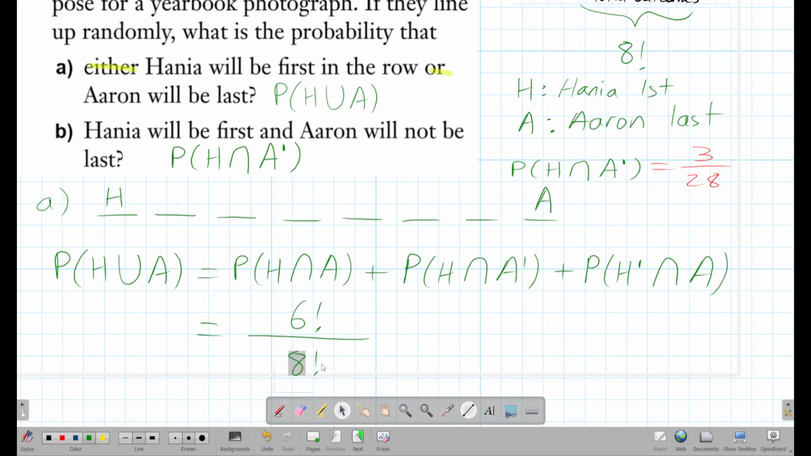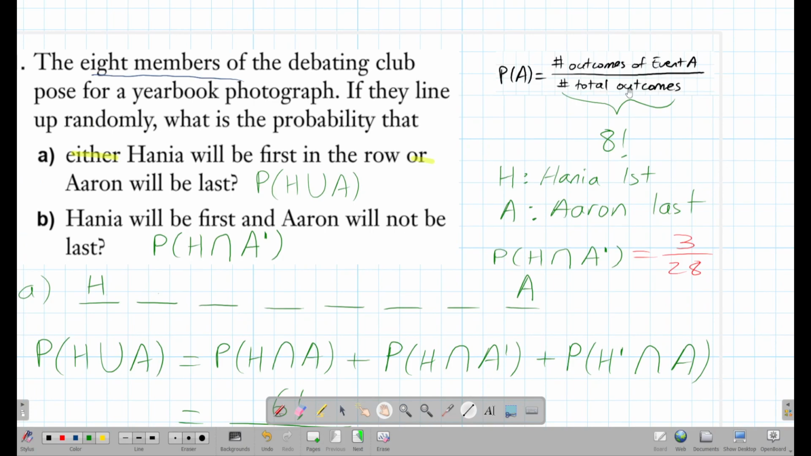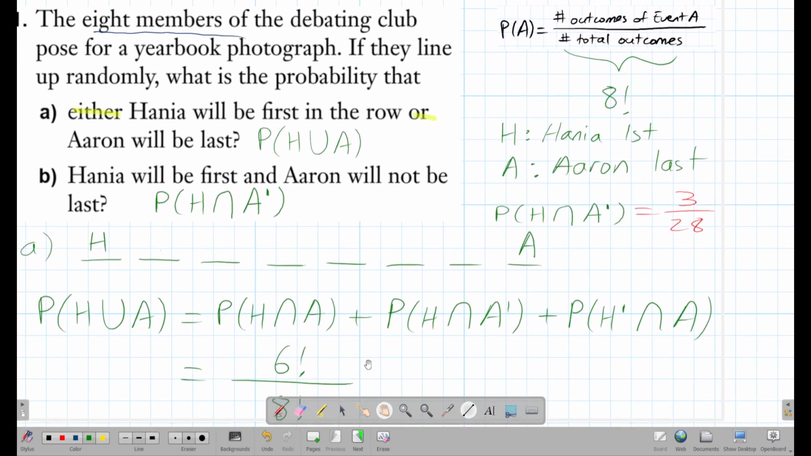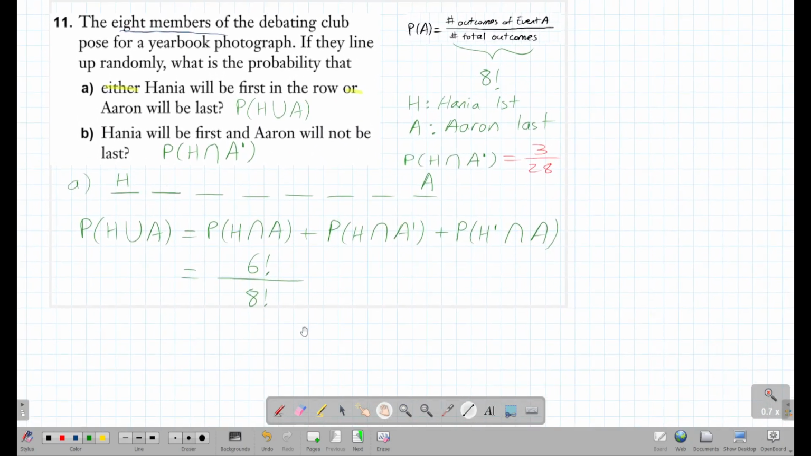And remember, we have that 8 factorial because this is the total number of outcomes. So that is how that's going to go. Okay, so that's this first scenario. The second one we already know from part B. So this is just going to be 3 over 28.